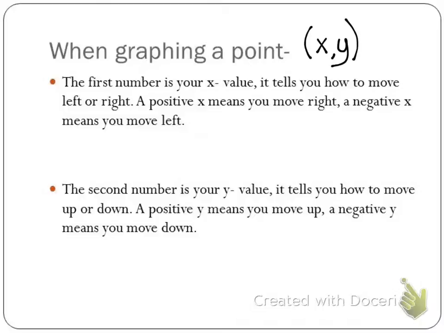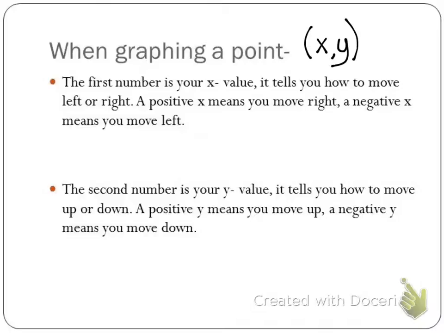After you go left and right, then you look at the second number. The second number is your Y value. The Y value tells you how much you're going to move up or down. If it's positive, you're going to move up. If it's negative, you're going to move down. I didn't mention in either of those, if it's 0, you're not moving at all.